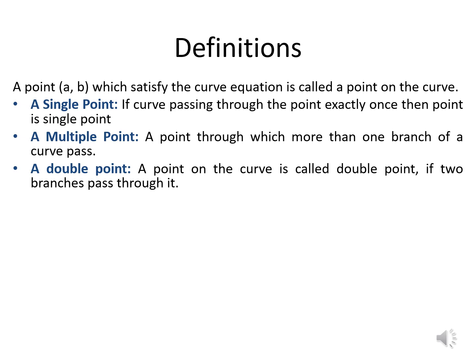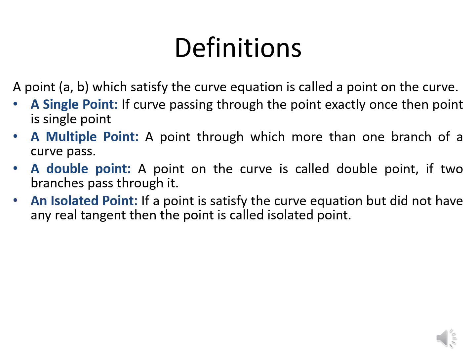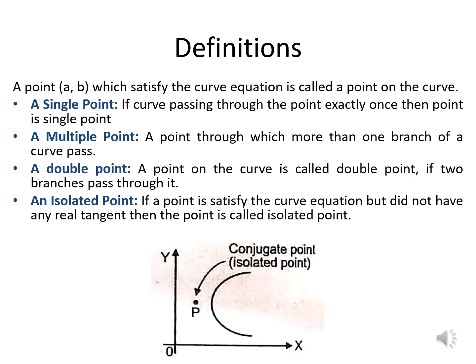Now the last one is an isolated point. If any point satisfies the curve equation, but we are not getting any tangent at that point. Here I just want to tell you what is tangent. If you draw any curve, then at any point you are able to draw one tangent, right? So if your point satisfies the curve equation, but you are not getting any tangent at that point, then that point is a part of the curve, but the curve will not pass through that point. It means it is an isolated point.